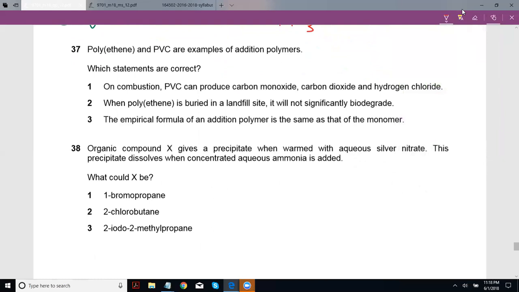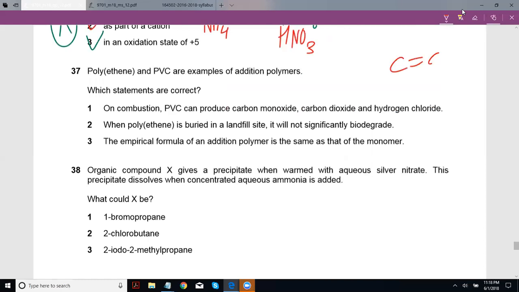Polyethylene and PVC are examples of addition polymers. Which statements are correct? On combustion, PVC can produce carbon monoxide, carbon dioxide, and hydrogen chloride. So PVC, if I remember correctly, was just this. This is one monomer, and the double bond breaks for it to form the polymer. PVC was this, right?